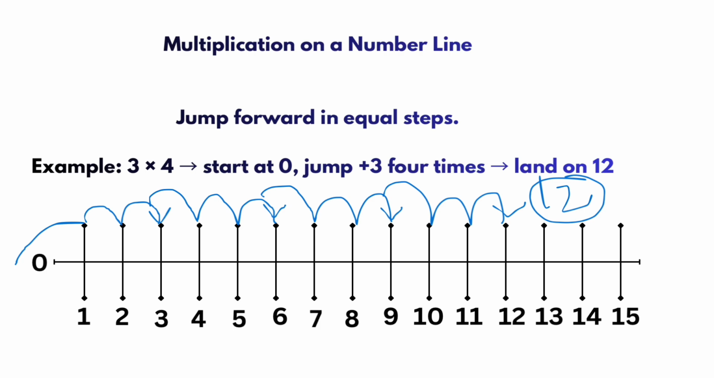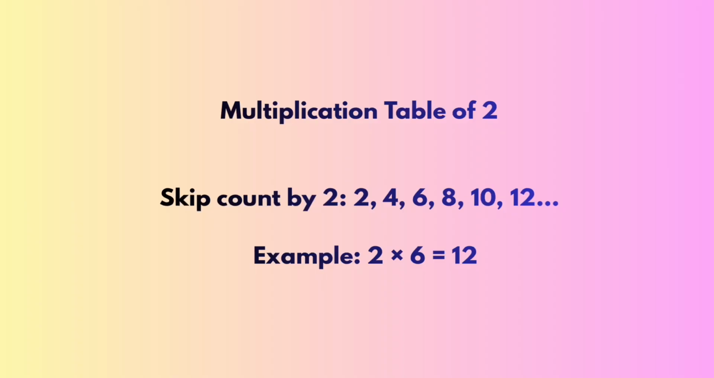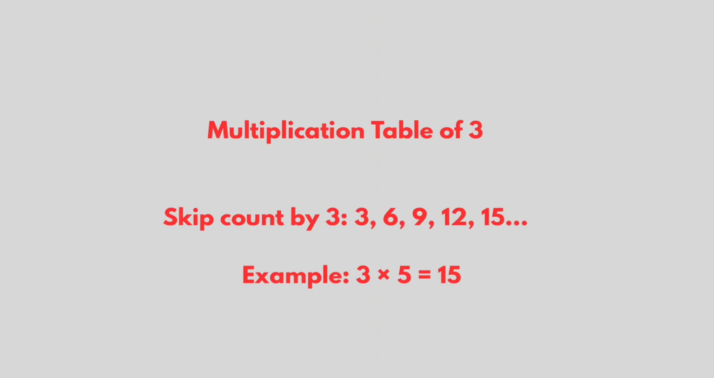There is a warm-up practice also. You can solve it quickly. Next, we have the multiplication table of 2. How can you memorize the table? We can skip count by 2. 2, 4, 6, 8, 10, 12. Like this, you can make a series of table 2 by skipping 2 every time.